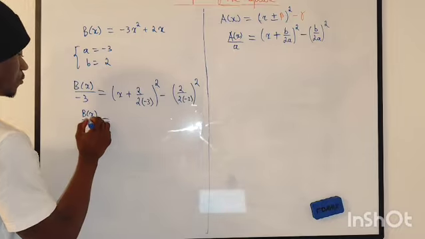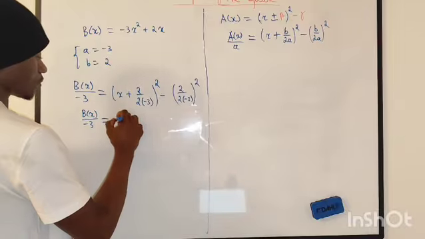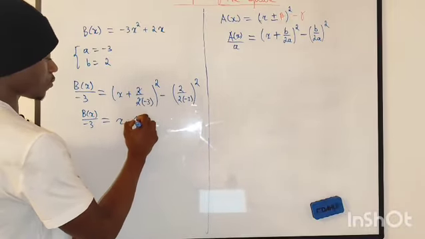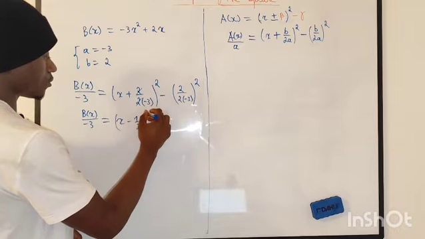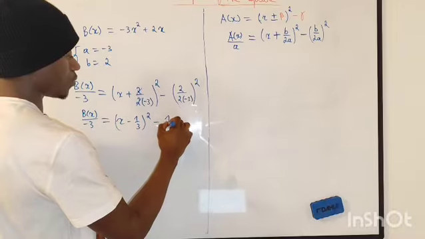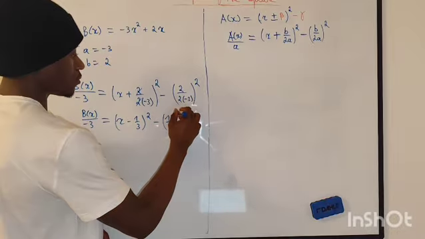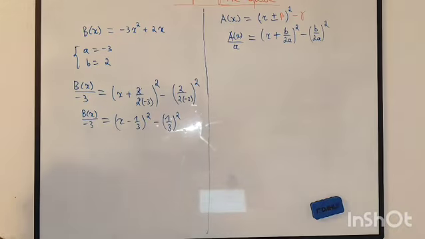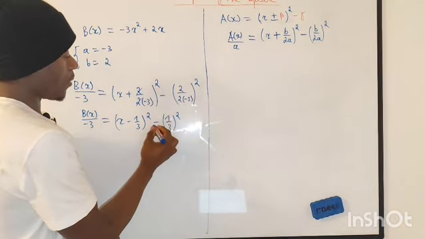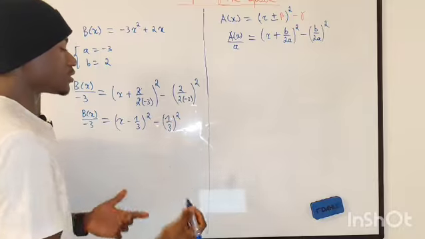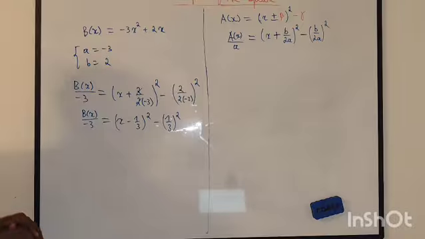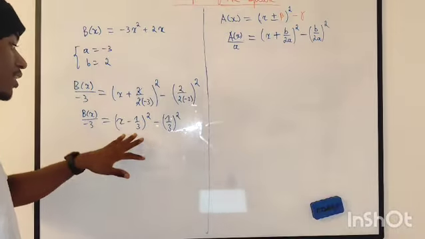That means we have bx over -3 equals to x, here we have 1 minus 1 over 3 square, minus 1 over 3 square. Exactly the same. I could have also written here minus 1 over 3, but since it is a square, it is not necessary to do it. So that is the form that we reach at this step.